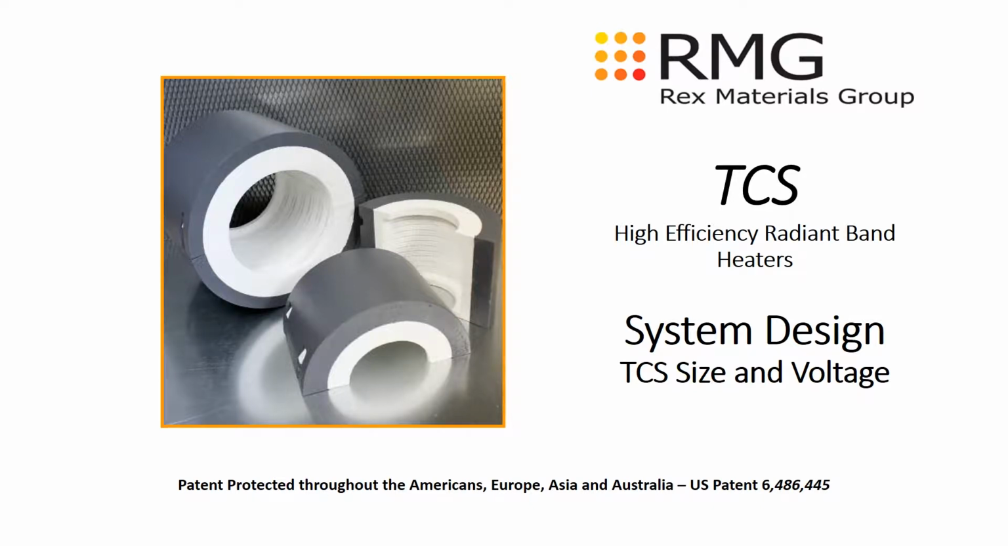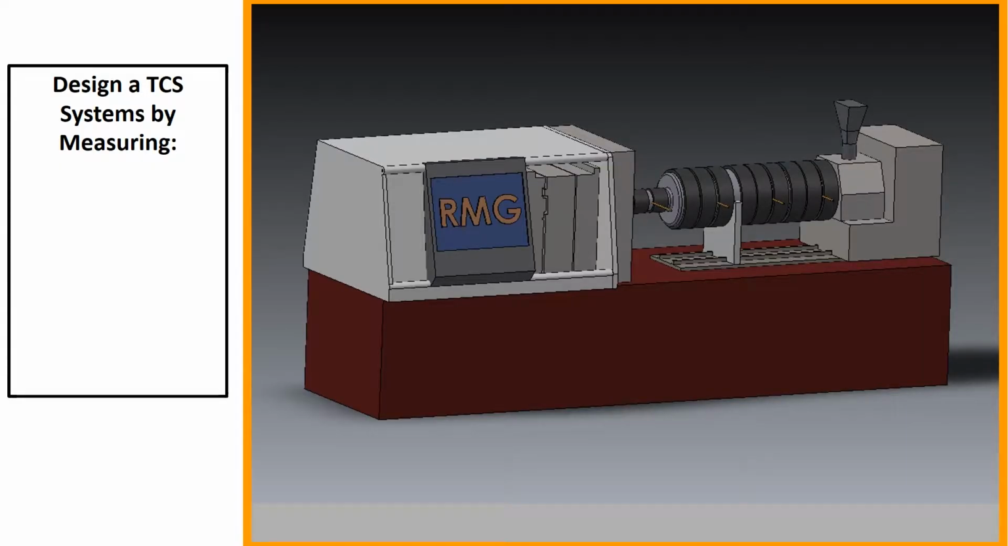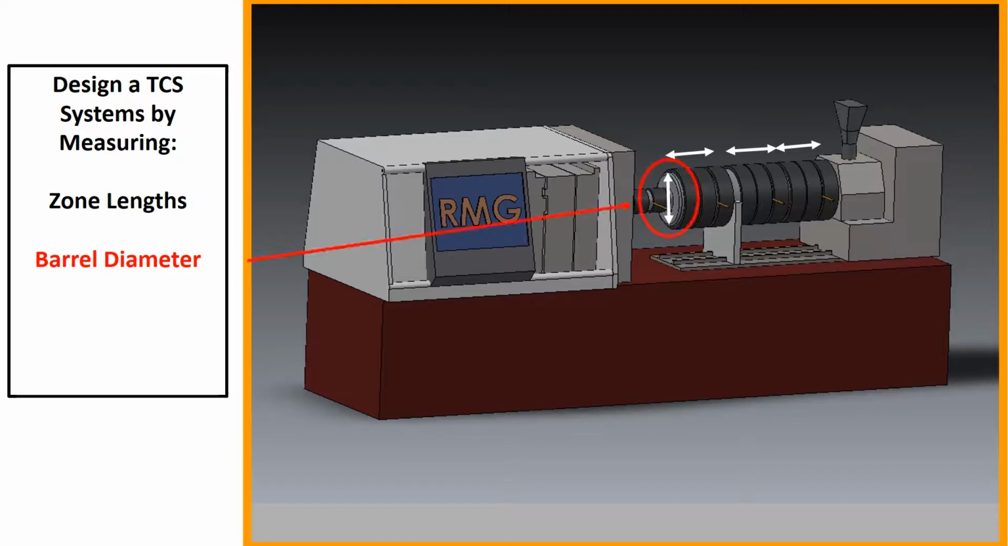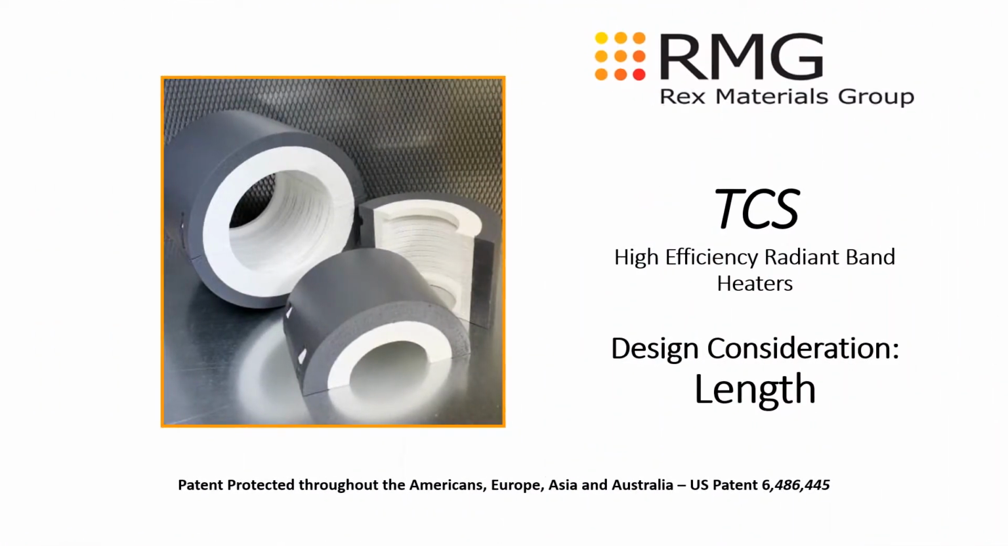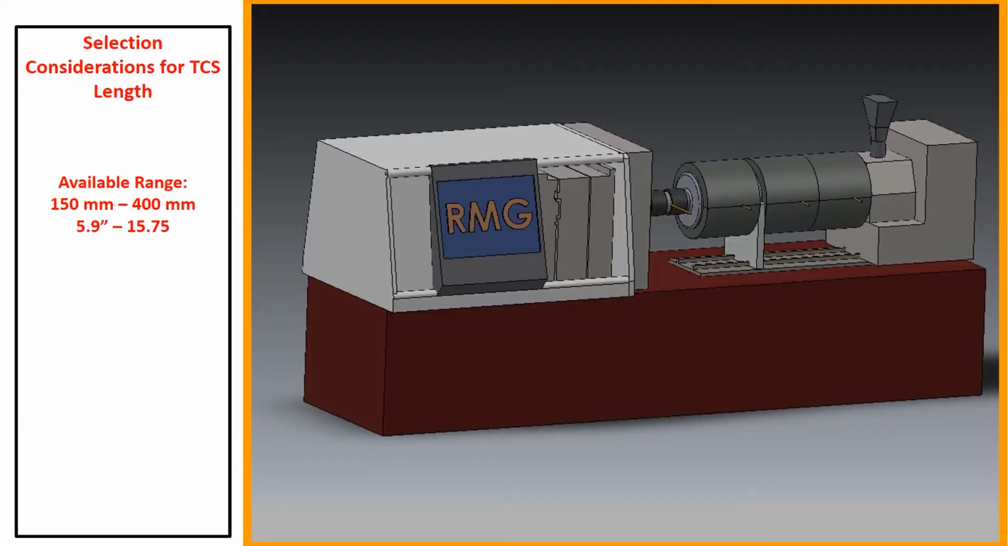TCS system design. TCS systems can be designed by measuring zone length, barrel diameter, and voltage level provided to the heaters. There are several design considerations when engineering a system. Most are associated with TCS length.